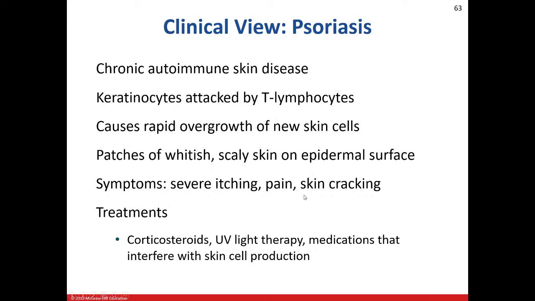Symptoms include severe itching, pain, and skin cracking. You can treat it with corticosteroids. Steroids, in general, reduce immune function. This is an autoimmune disease where the immune system has targeted keratinocytes for destruction, and so we can treat it by turning down the immune system, and we can do that with steroids. You can also use UV light therapy to reduce the activity of the epidermal cells. Basically, start killing them off. And then use medications that interfere with skin cell production.